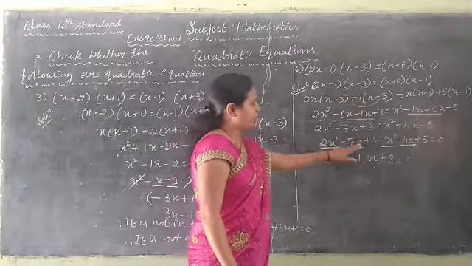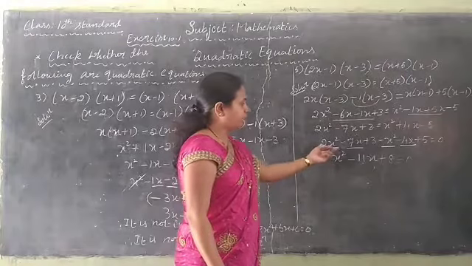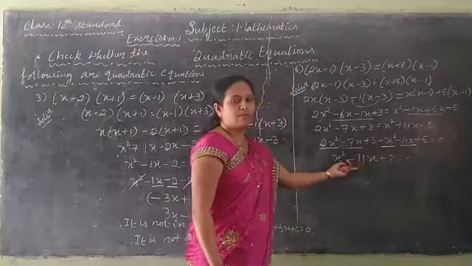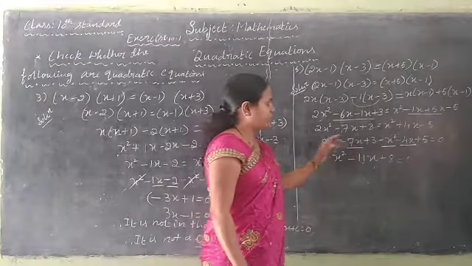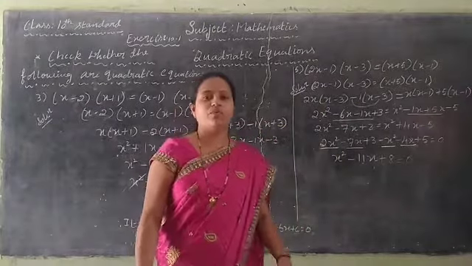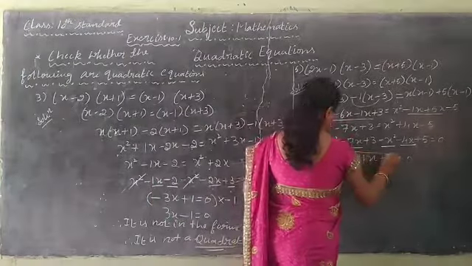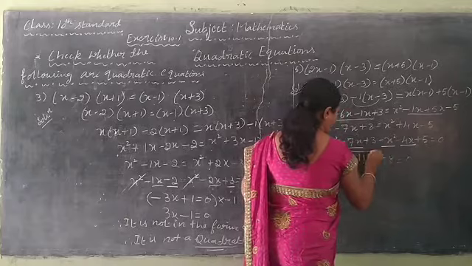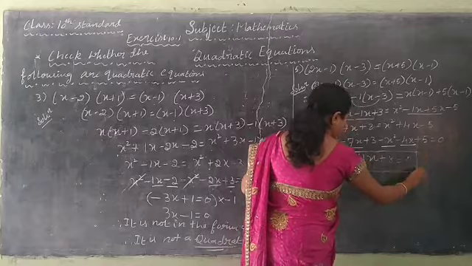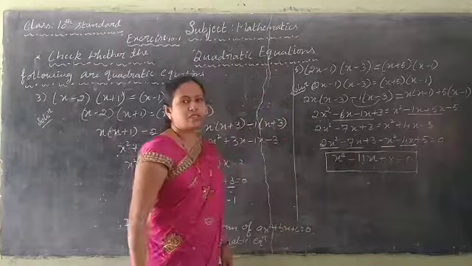See, 2x square minus 1x square. When you subtract 1x square from 2x square, you will get x square. In the same way, minus 7x and minus 4x. When you add, you get, children, minus 11x. Right. The next step, plus 3 and plus 5. When you add plus 3 and plus 5, what do we get? Plus 8. So let me write down the equation, children. That is x square minus 11x plus 8 is equal to 0.